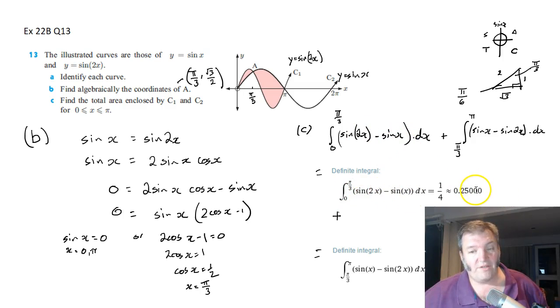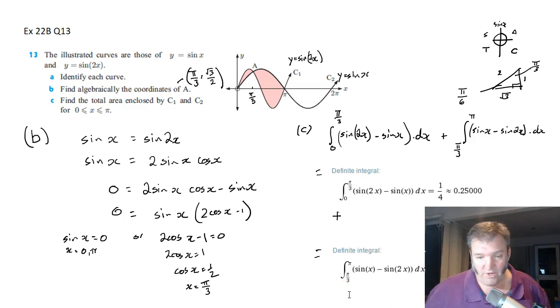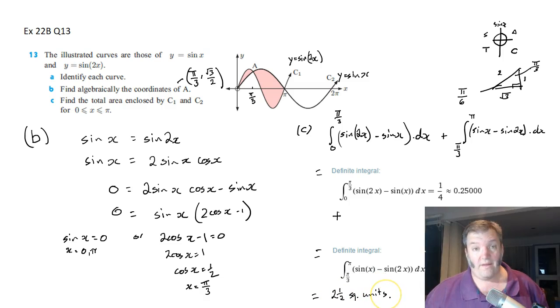So the first bit there is equal to 1/4. The second part, the integral from pi over 3 to pi, is equal to 9 over 4, or 2 1/4, which means our total area between the curves, the shaded areas combined, is 2 1/2 square units, or units squared, however you want to write it. And there we have it. So again, that part C would be calculator work. The rest of it is a bit of trigonometry and a bit of remembering what we've been doing.